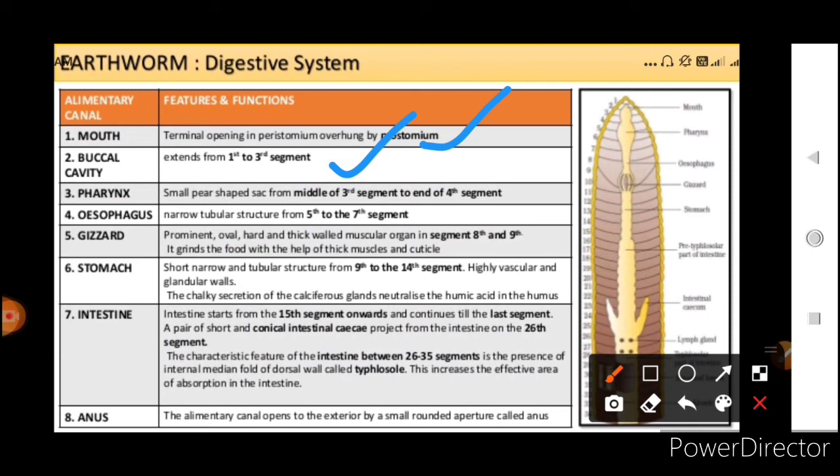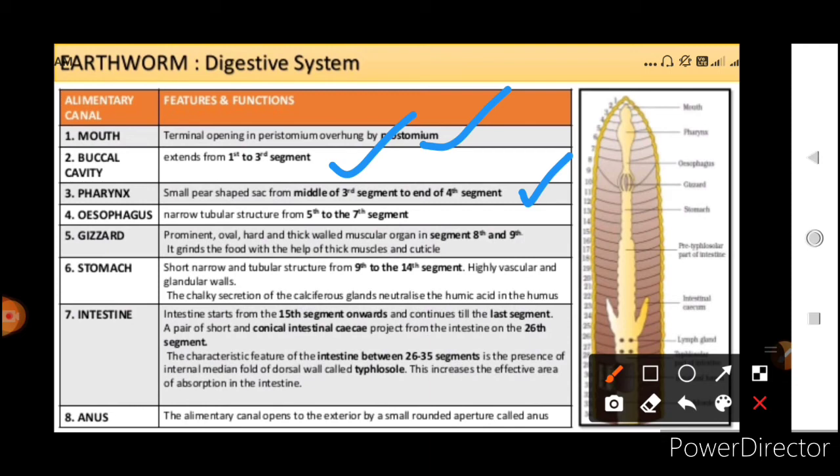Which has a periphery, that is the peristomium. Now the buccal cavity is from segment 1 to segment 3. The pharynx is a small pear-shaped sac which is found from the middle of the third segment to the end of the fourth segment.